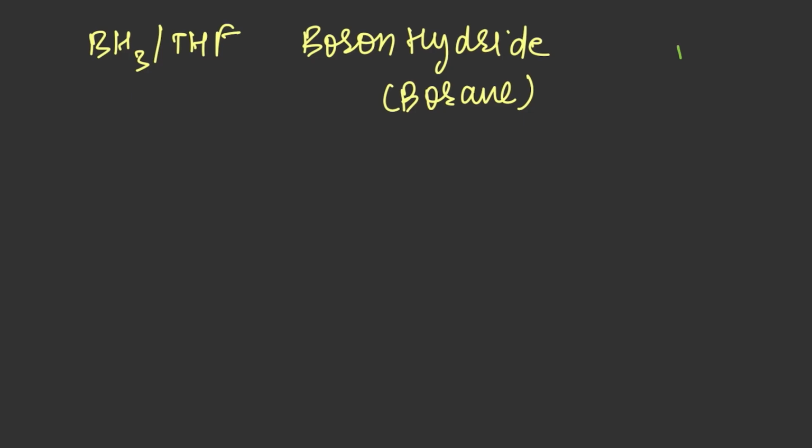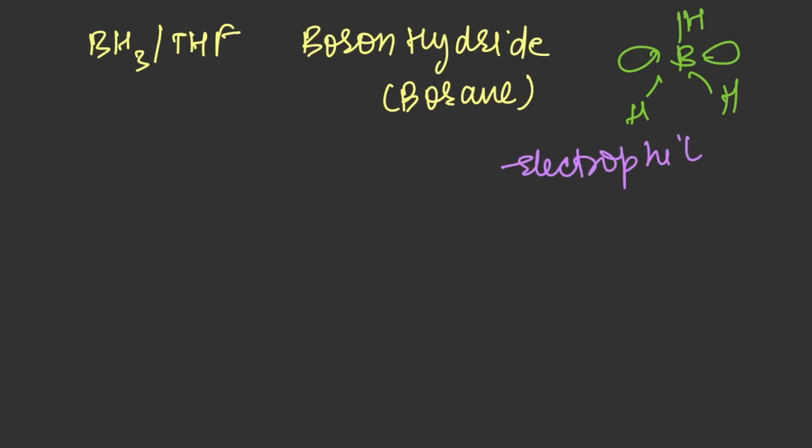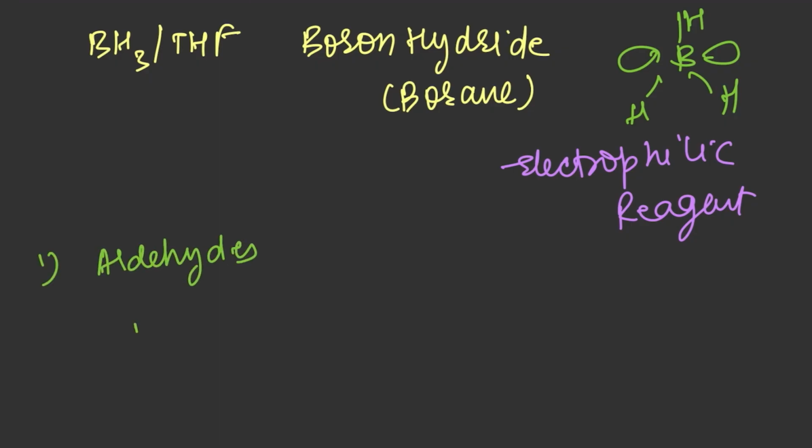First of all, look at its structure. It has this type of structure, and we have an empty p orbital over here. We all know that it has an empty p orbital, so it is an electrophilic reagent. So how does it react? Let's check its reaction with aldehyde first. With aldehyde, RC double bond O H.